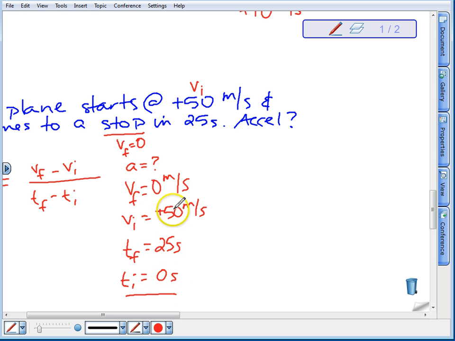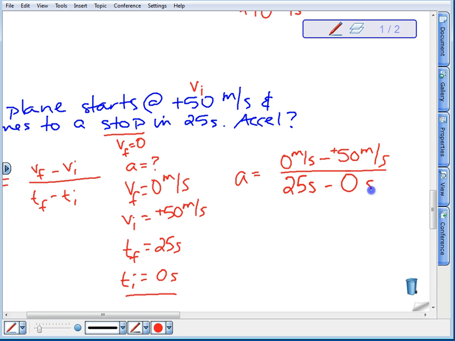Since I'm going from positive 50 meters per second to 0 meters per second, I know I'm slowing down. I'm going in a positive direction and slowing down, so I should get a negative acceleration. Okay, let's work it out and make sure that that's right. My final velocity is 0 meters per second. My initial velocity is positive 50 meters per second over 25 seconds minus 0 seconds.